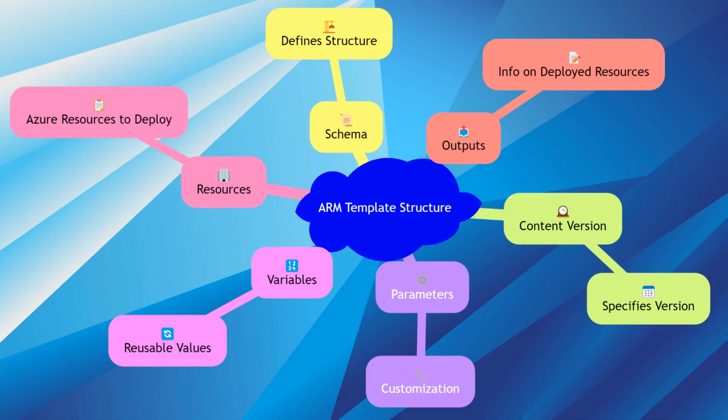An ARM template consists of several key sections: schema, content version, parameters, variables, resources, and outputs. The schema defines the structure of the template, while the content version specifies the version of the template. Parameters and variables allow for customization, and the resources section lists the Azure resources to be deployed. Outputs provide information about the deployed resources.